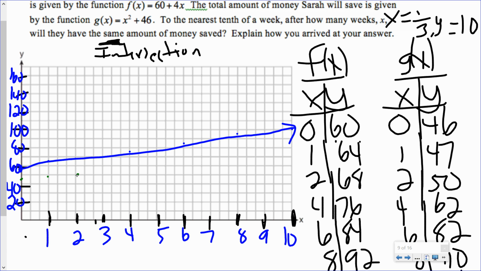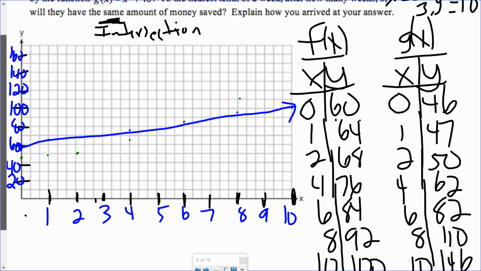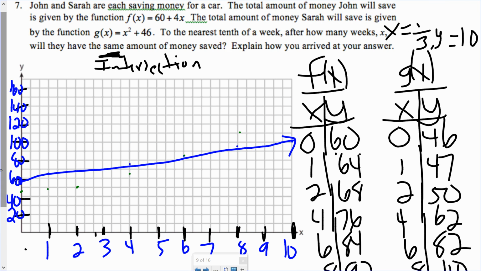Through 4, 62. 6, 82 is a little bit more than the 80. 8, 110 is a little bit more than the 100. I'm sorry, it's actually right there at 110. And finally, 10, 146 is a little bit more than the 140.